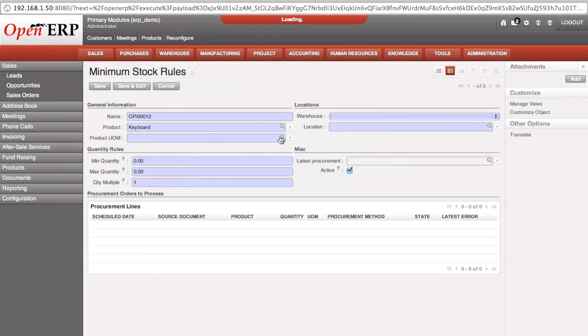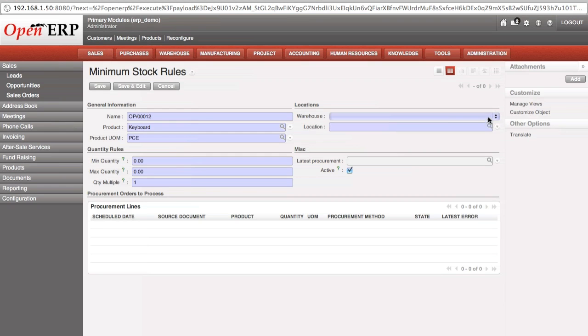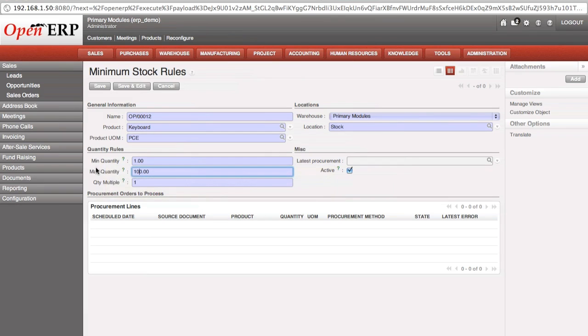You can specify the unit of measure of the product and the warehouse. Then you have to specify the minimum and the maximum quantity that can be stocked. If the quantity of the product goes below the minimum, then the ERP system proposes to purchase the product to increase its quantity to the maximum allowed.